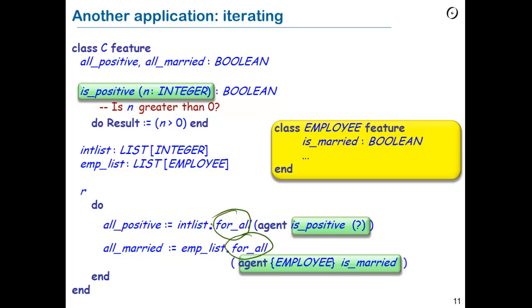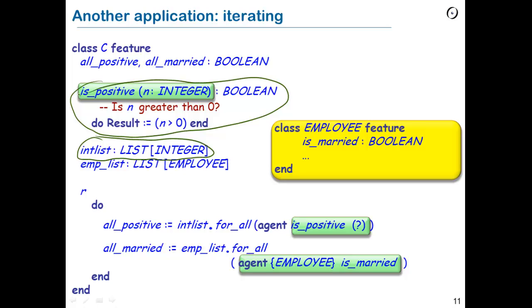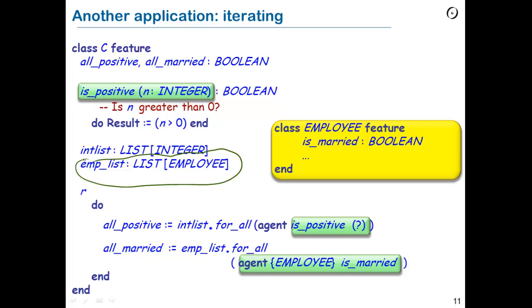And in one example, we want to know whether all elements of a list of integers, int list, are positive, whether this routine is positive, which takes an argument n and tells us whether n is positive. In another example, we are going to work with a list of employees, emplist, and we want to know whether every employee in the list is married, where is married is a feature, a Boolean valued query of class employee. So if you think about it from a language standpoint, it's not absolutely trivial, because we want to be able to apply the same mechanism, the same for all mechanism, in one case to a routine that takes an argument, and the question, the property that we're assessing is a property of the argument. In the other case, we want to apply the property directly to an object, to use as target.